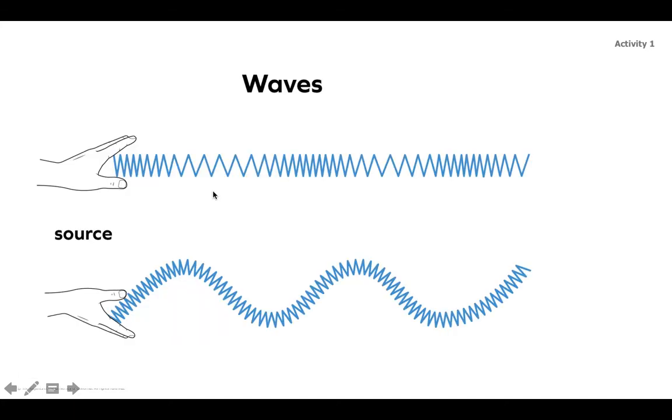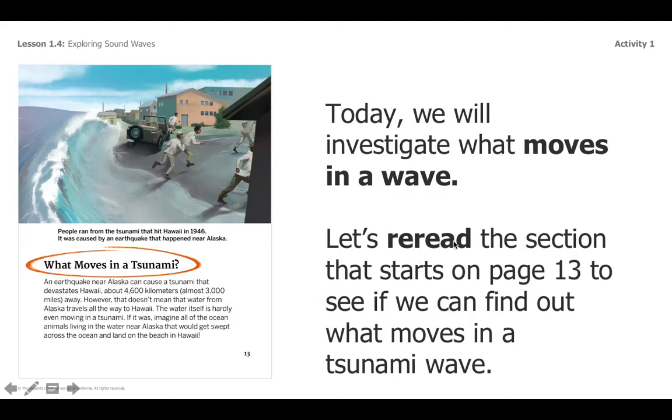I know that the hand pushes it, but how come it keeps moving back and forth? Or why does it keep moving up and down? I want to know what is moving inside. It's not the hand that's forcing this part to move. There's something else going through it. So let's reread this section of Tsunami Warning that starts on page 13 to see if we can find out what moves in a tsunami wave.